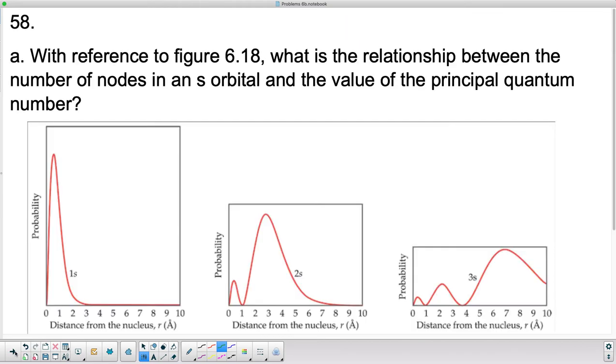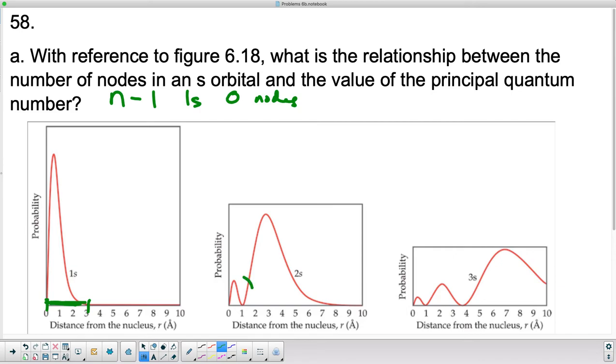So let's move on. 58, with reference to figure 6.18, what's the relationship between the number of nodes in an s orbital and the value of the principal quantum number? Well, that's pretty simple, because the number of nodes equals the principal quantum number minus 1. How do we know that? Because at the 1s, there are zero nodes. That means there are no spots from the nucleus out where electrons don't exist. So they exist everywhere in between for the 1s.